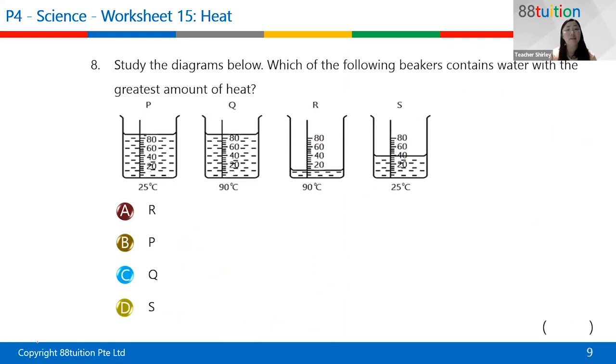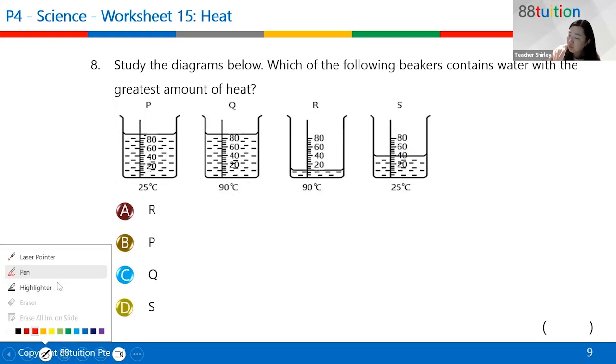Yeah. Okay. Now, next question, study the diagrams below. Which of the following beakers contain water with the greatest amount of heat? Anyone wants to volunteer for this? This one is actually quite straightforward. Yes, Abir? P. Is it P? P for penguin? Okay, let's have a look.